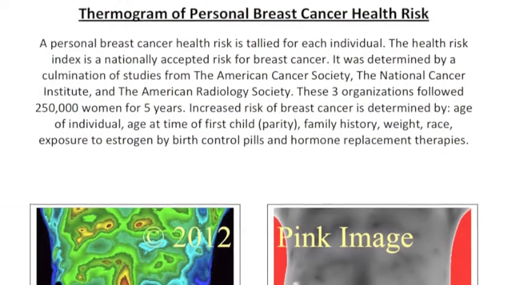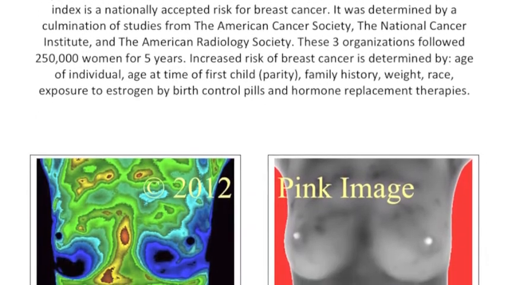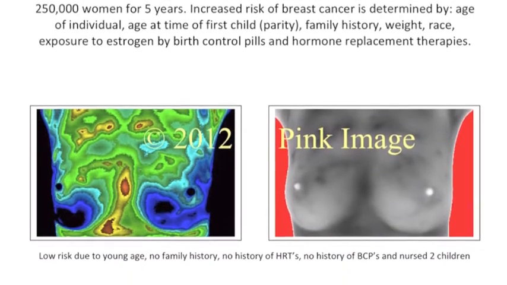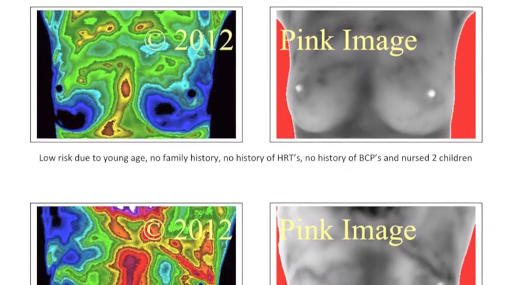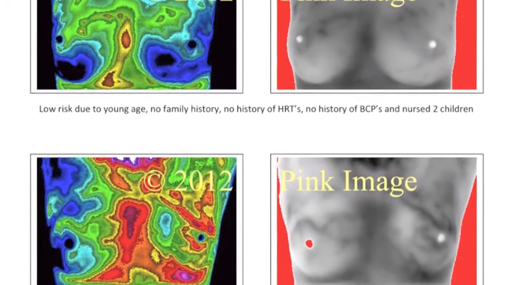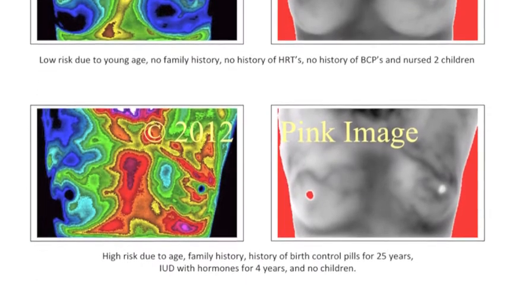It is also determined by your race, weight, family history of breast cancer, and your exposure to birth control pills and hormone replacement therapy. This is all tallied up and included in your report under breast health risk. The Personal Breast Health Risk Index is independent of breast thermography, but it is included in your report so you can determine what your risk is.